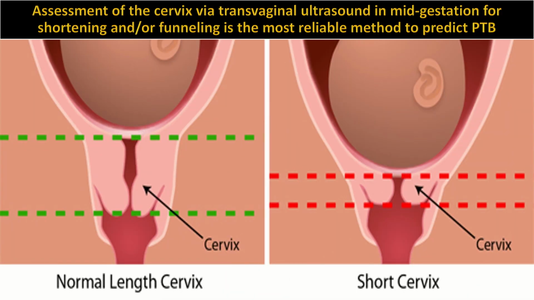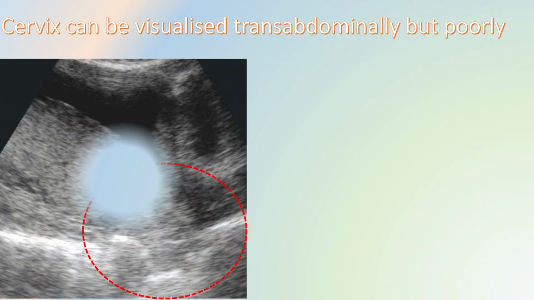Assessment of the cervix via TVS in the mid-gestation foreshortening or funneling is the most reliable method to predict preterm birth and attempt to positively influence the remainder of pregnancy, optimizing obstetric and neonatal outcomes. Cervix can be visualized on TAS as well, but poorly.